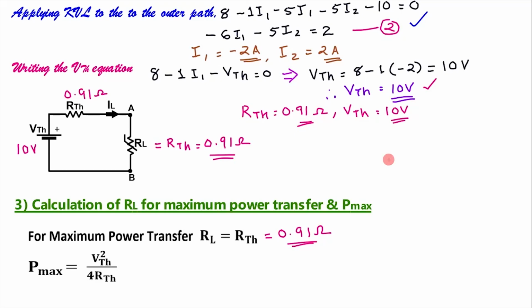Next, maximum power delivered to the load is VTH square divided by 4 into RTH. This is equal to VTH square, that is 10 square divided by 4 into 0.91, which gives 27.47 watt.